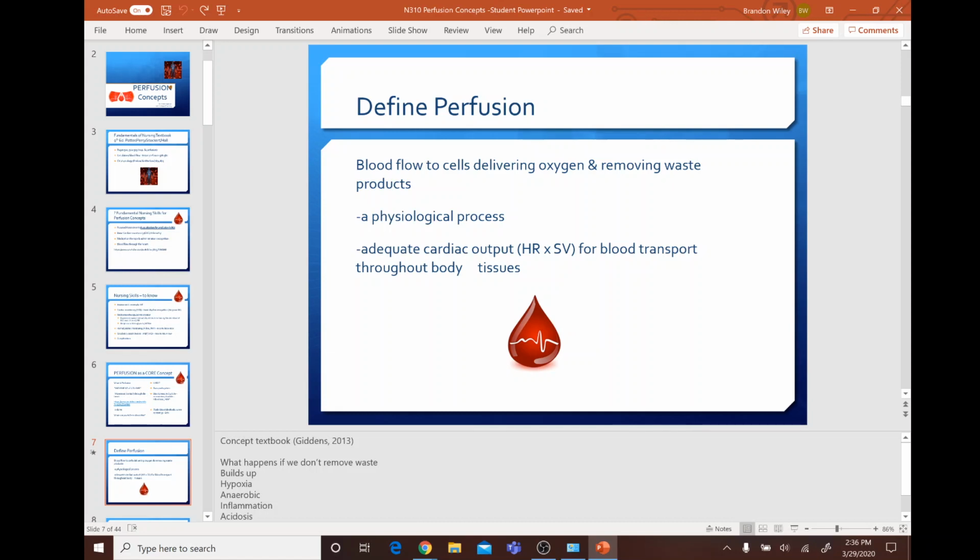This is a physiological process. And cardiac output is heart rate times stroke volume for blood transport throughout body tissue. So, what do you think would happen if we don't remove waste from the body? Well, it's going to build up. Then we'll have hypoxia. We'll go anaerobic, have some inflammation, acidosis, sepsis, and then eventually death.